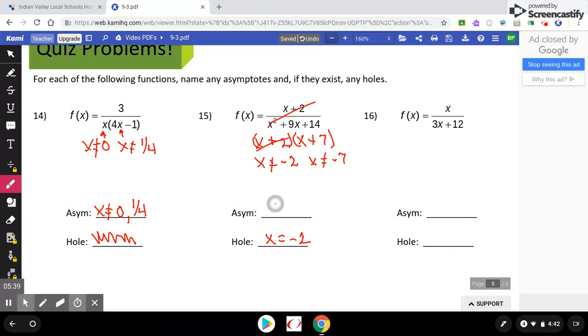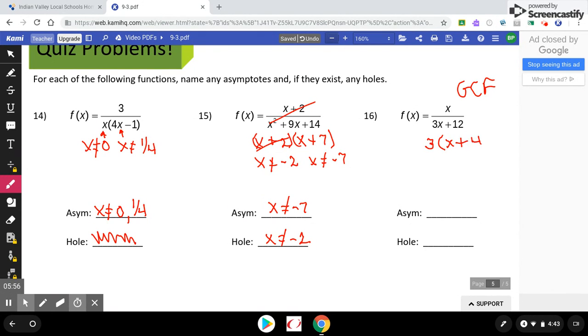Well, which one's not crossed off? That's the -7. And that would make the asymptote. Can I make you tattoo this on the back of your hand? Apparently not. But better remember it.